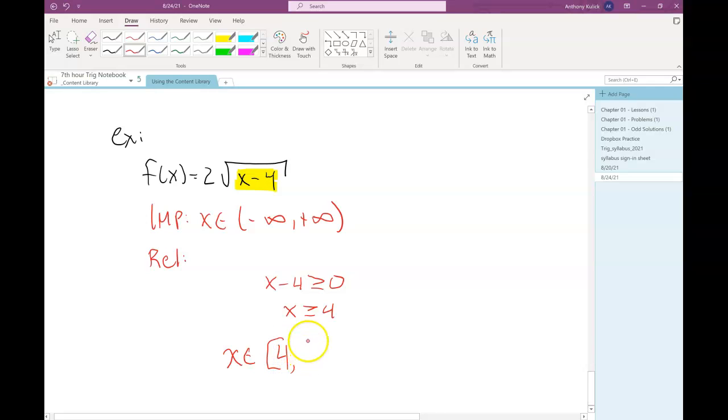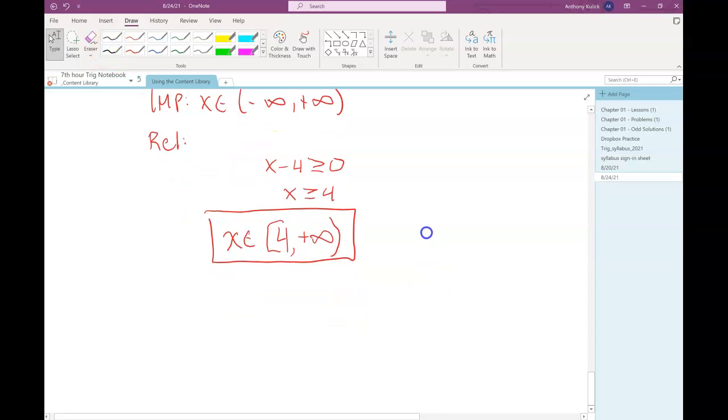Okay. And the upper bound is positive infinity, and those always get a parenthesis. So notice that that interval is smaller than all real numbers, right? Because we've lost everything that's less than 4. But it's still a subset, right? It's part of the real numbers, just not everything.